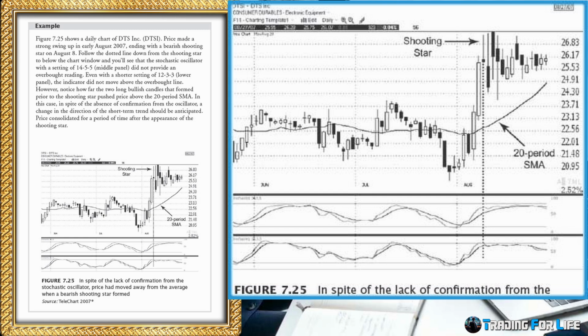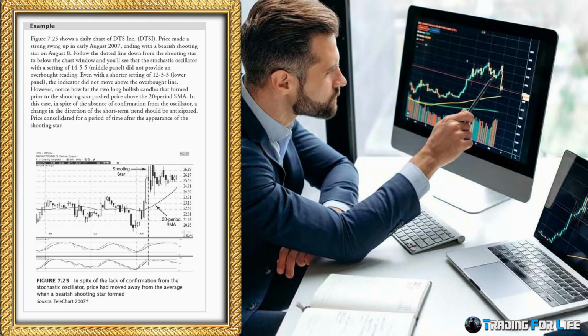overbought line. However, notice how far the 2 long bullish candles that formed prior to the shooting star pushed price above the 20-period SMA. In this case, in spite of the absence of confirmation from the oscillator, a change in the direction of the short-term trend should be anticipated. Price consolidated for a period of time after the appearance of the shooting star.